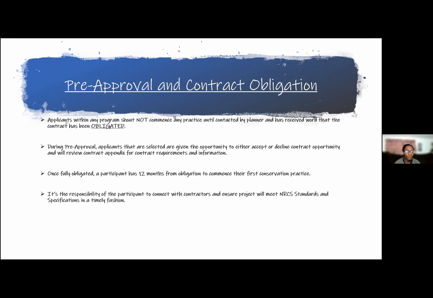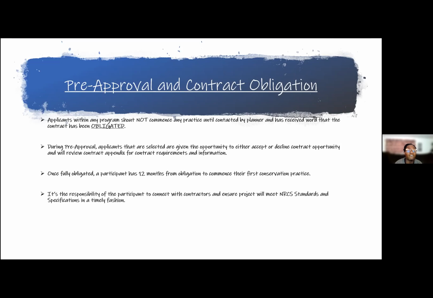During the pre-approval process, applicants are given the opportunity to accept or decline the opportunity. And then we will also review and go through the contract appendix so you understand payments and if you want to cancel or if modifications are needed or if the contract is out of compliance. Once fully obligated, a participant has 12 months from obligation to start that practice. And if you do need assistance, feel free to call your conservation planner.